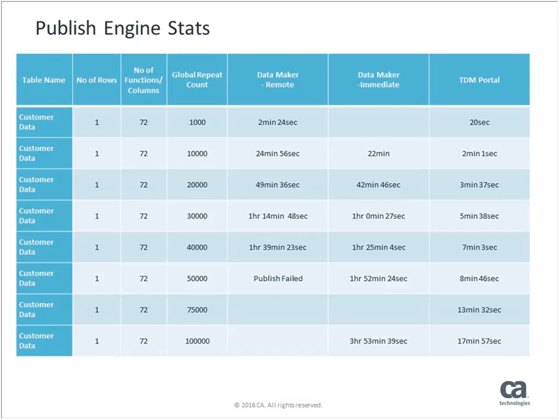A couple of other tests that we have done in the past, when we have come across customer bases. You can see the global repeat count set. You can see how long DataMaker took when we did a remote publish, and how long DataMaker takes when we do an immediate one, compared to the TDM Portal. And you can see Portal beats it every single time. At some point, you can see the remote DataMaker even crashes because publish cannot cope with that.